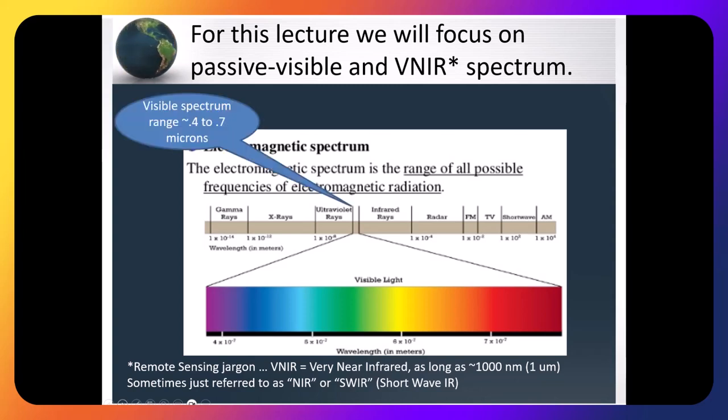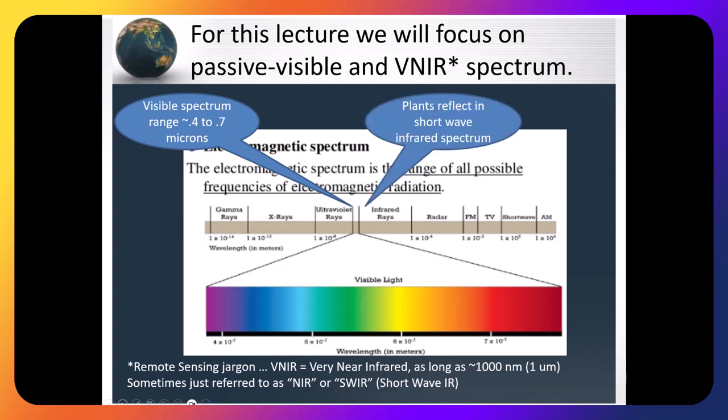So there's the visible spectrum from 0.4 to 0.7 microns, or 400 to 700 nanometers. And plants, as I mentioned, have a reflection in the shortwave infrared spectrum that's just a little bit longer than our eyes can detect.